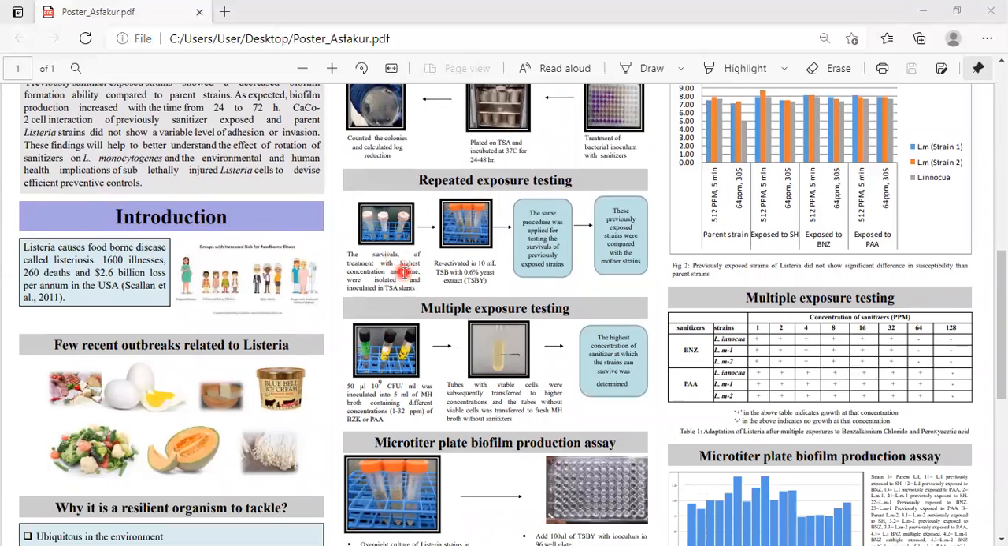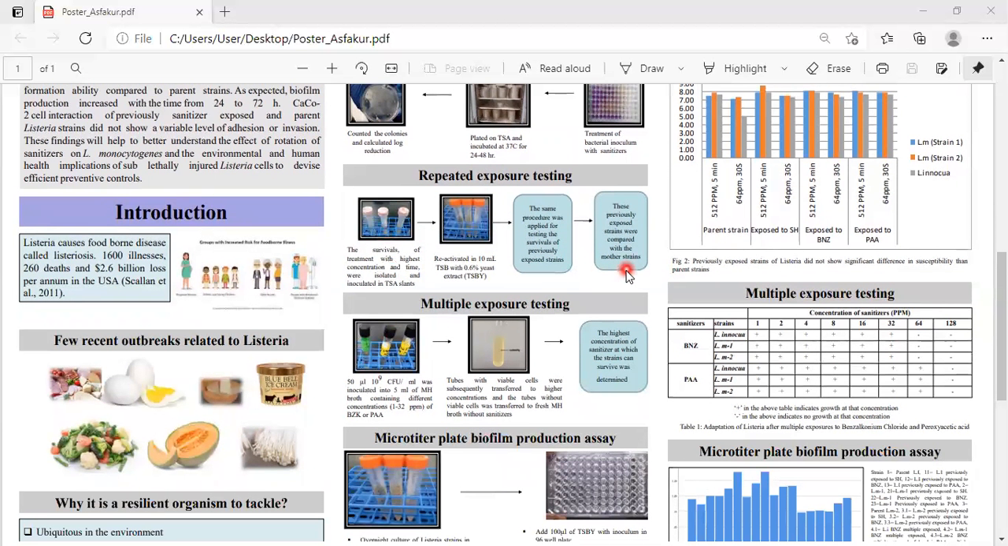Repeated exposure testing: all the strains were reactivated in TSBY, and the same procedure as the first time was applied for survival testing of the previously exposed strains.